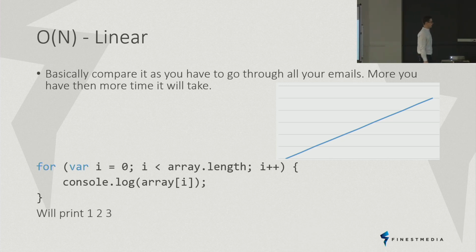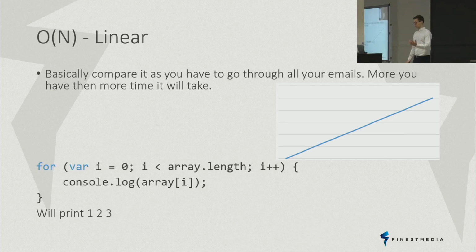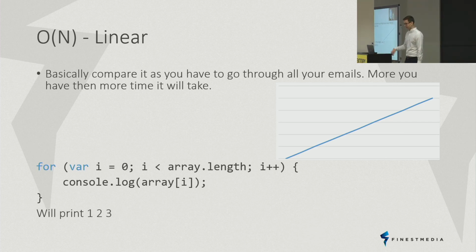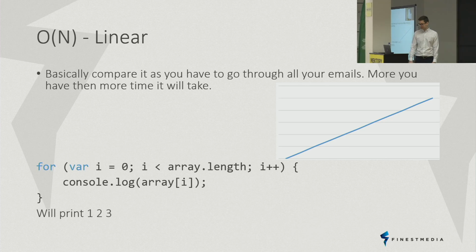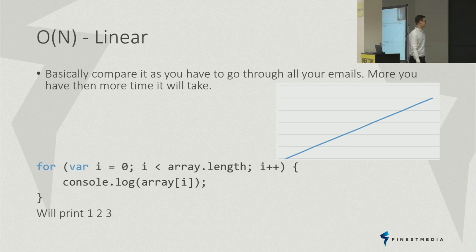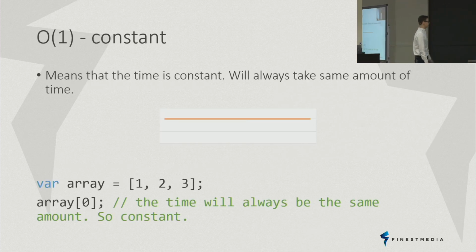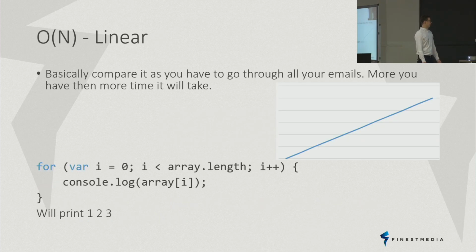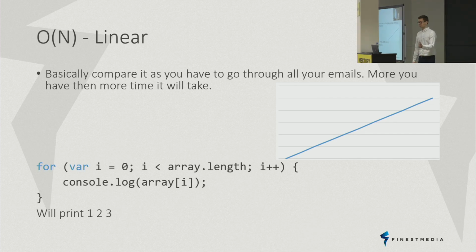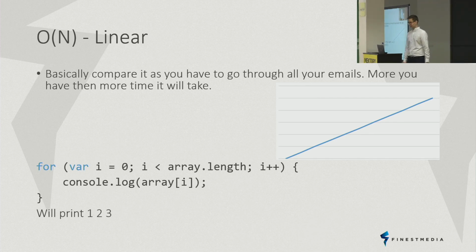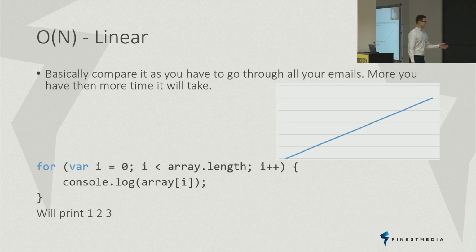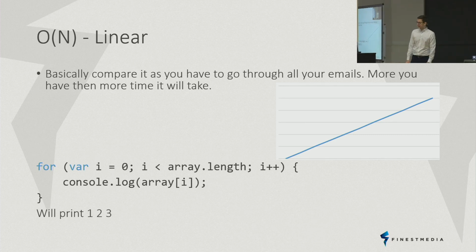The simple example here is a for loop, or it can be something else. The for loop is currently the best example. We have this array 1, 2, 3, and all this loop is doing is printing out 1, 2, 3 to the screen. So basically, the more elements you have, the longer it will take.